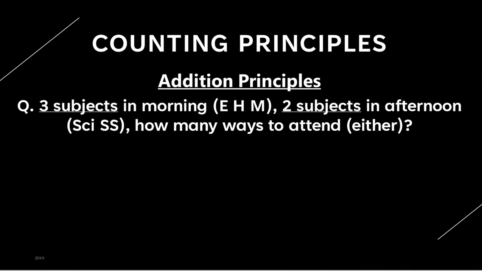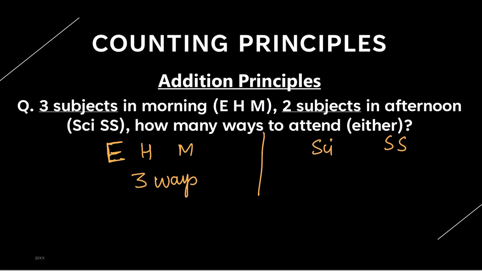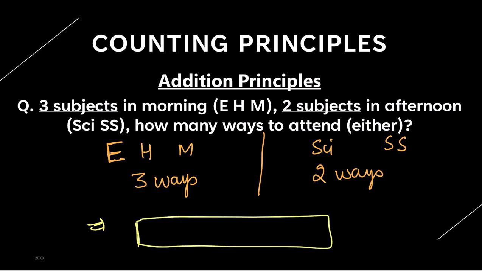Let's see an example of it. Suppose, again that example, English, Hindi, Math is in the morning, and science and social studies are in the afternoon, right? So there are 3 ways of taking a course in the morning, and 2 ways of taking a class in the evening, right? Now the question is, how many ways are there to attend a class? You have to take only one class. You can choose any of it, either in the morning or in the afternoon, but you have to do at least one course. So there are 3 ways.